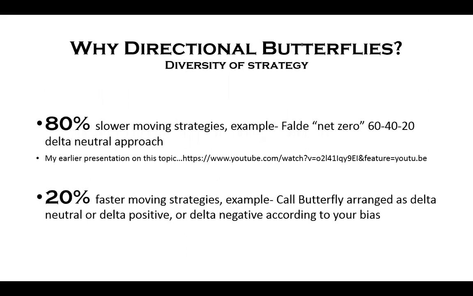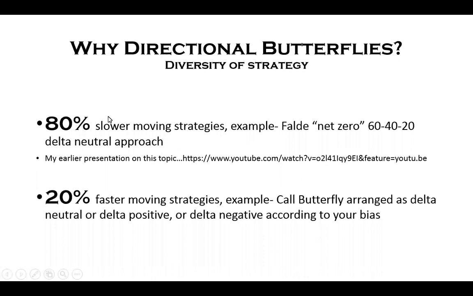So why directional butterflies? A lot of us do direction neutral approaches, which have been very popular. And my previous discussion of what we call the 20-40-60, it's a delta neutral approach to options trading, which rather than trying to make money on a directional move, makes money on the time decay of the option contracts themselves. So I've got a link to that presentation. You can watch that if you haven't seen that.